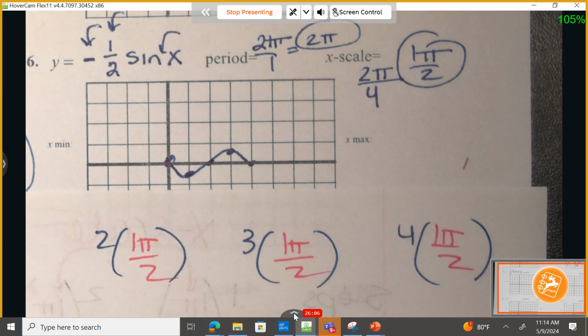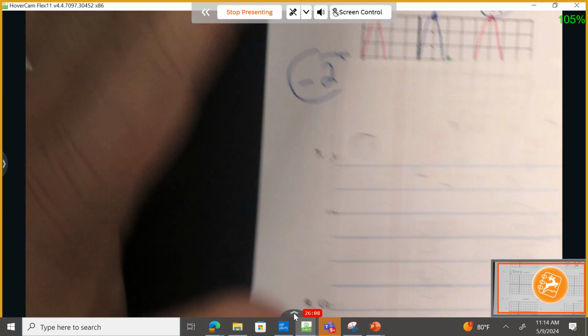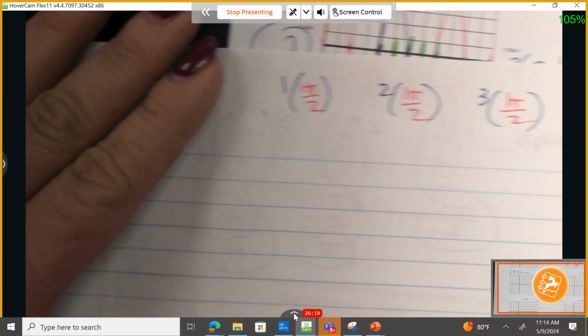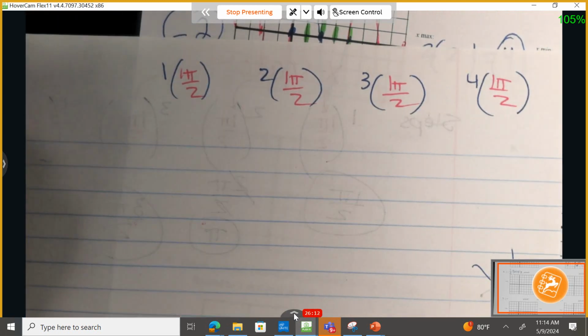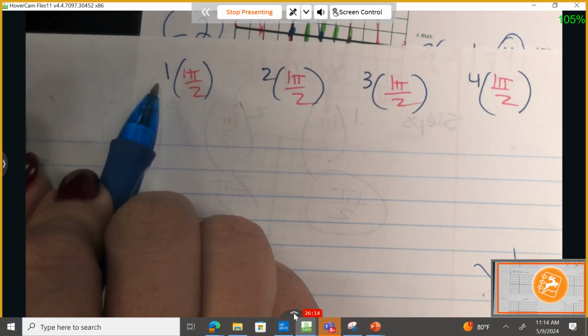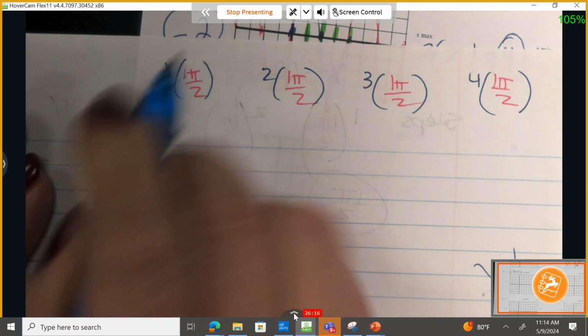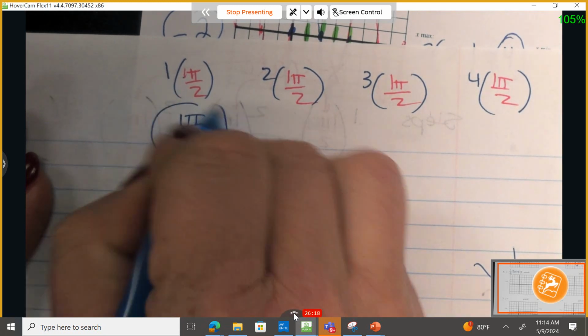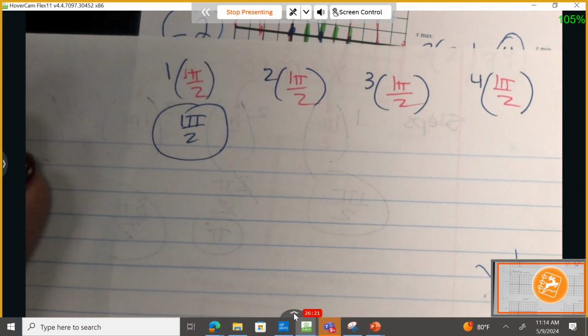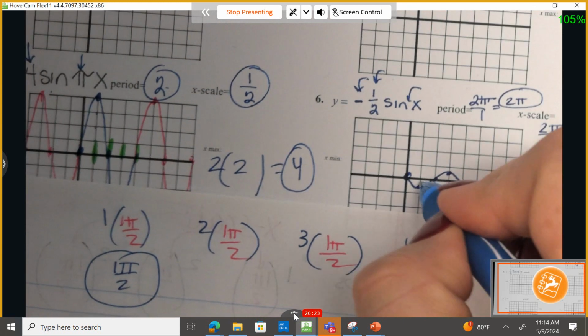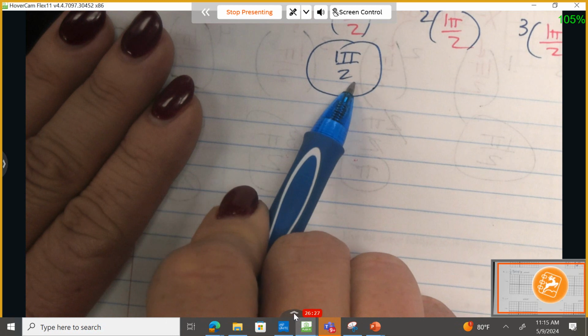And then I'm going to multiply. Let me zoom out here so you guys can see this. So at step 1 on the x-axis, 1 times 1 is 1. I have 1 pi over 2. It can't be reduced. On the x-axis, when I'm looking at that little ticker mark, that is at 1 pi over 2.